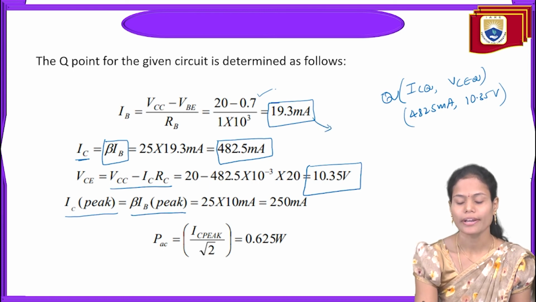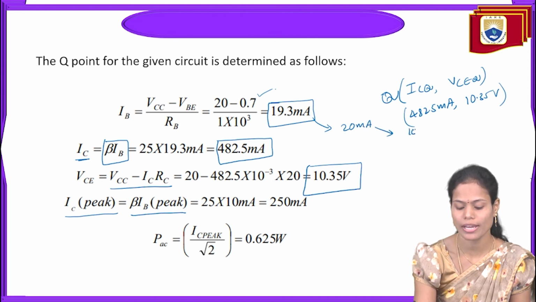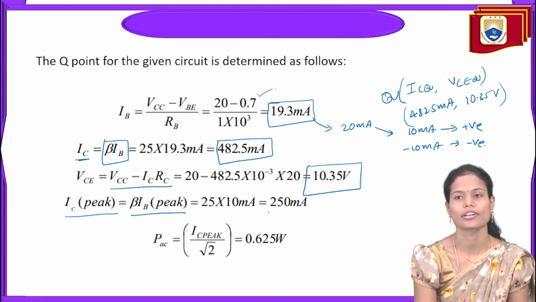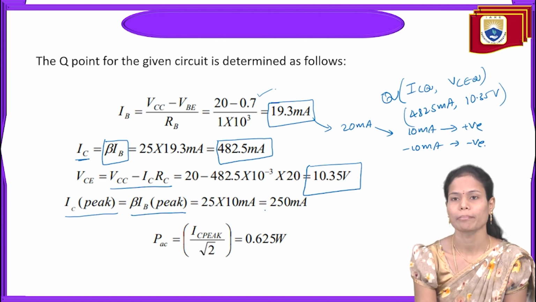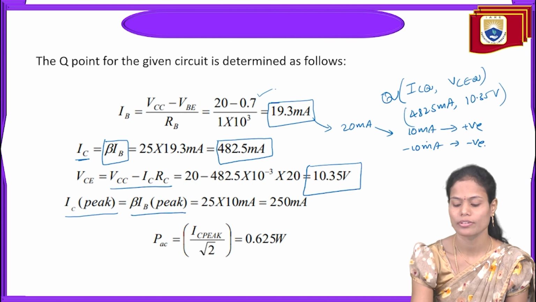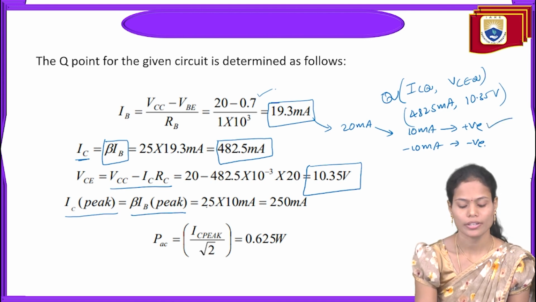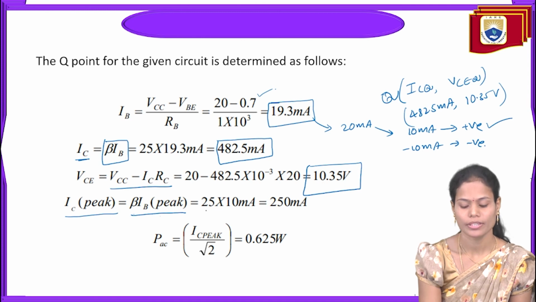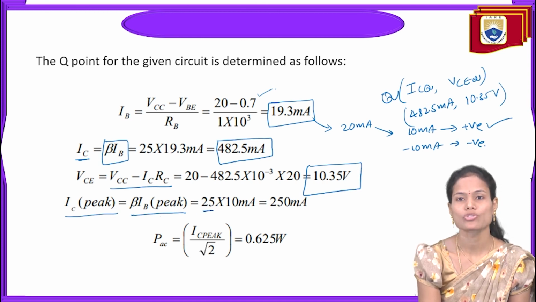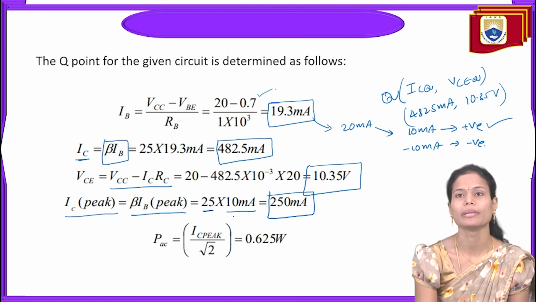How can I calculate the IB peak value? From the IB, it is 19.3 milliamps. I am approximating it as 20 milliamps, to make it 10 milliamps in the positive direction and minus 10 milliamps in the negative direction. So the peak to peak current here is 10 to 10 milliamps. To find the peak collector current, I am taking the positive peak current of the base current. So beta into IBP, where the beta value is 25 and the positive peak base current is 10 milliamps. We get 250 milliamps.